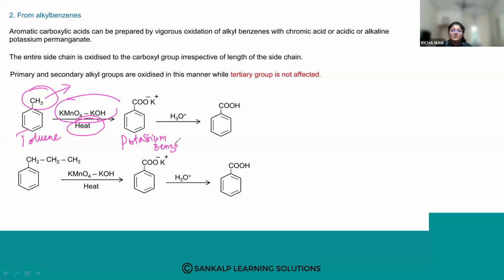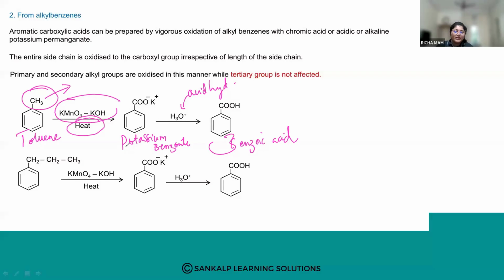This potassium benzoate will undergo acid hydrolysis. So what will happen here? It will wash out the potassium salt, and you are going to get benzoic acid. So this is all about toluene.